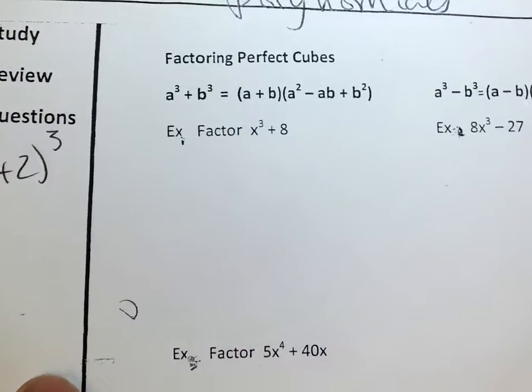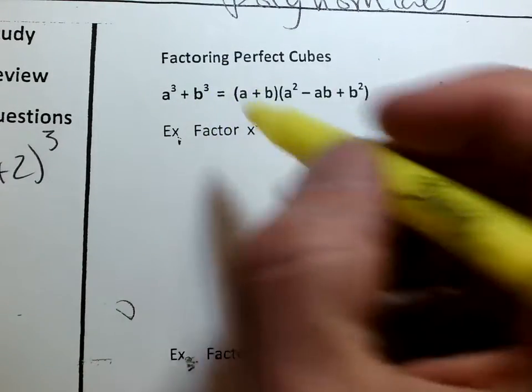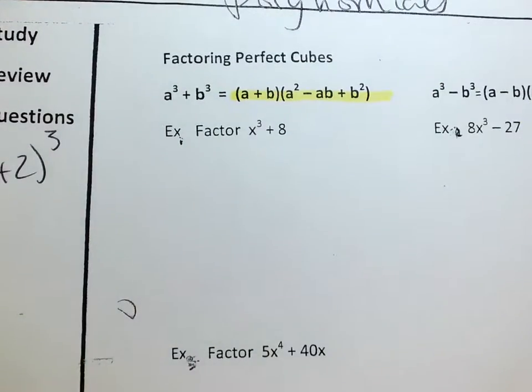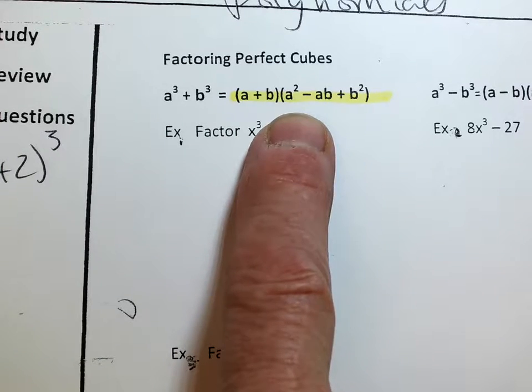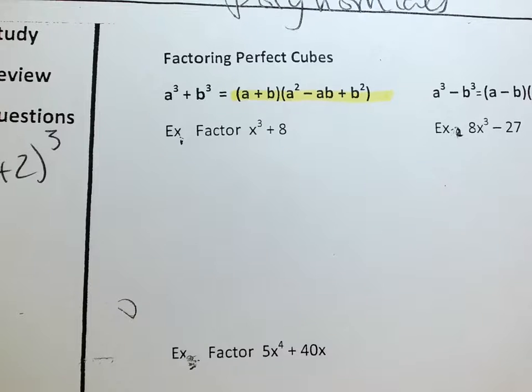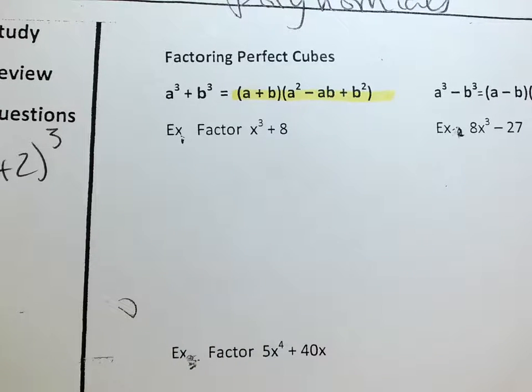So the way you factor a perfect cube is this. You've got a little formula, and the formula is going to help quite a bit. If you have a cube plus a cube, our formula is take it and rewrite it as parentheses a plus b, a squared minus ab plus b squared. So first of all, in this example, we have x's and 8's. We don't have a's and b's, but we can make it kind of into a's and b's.